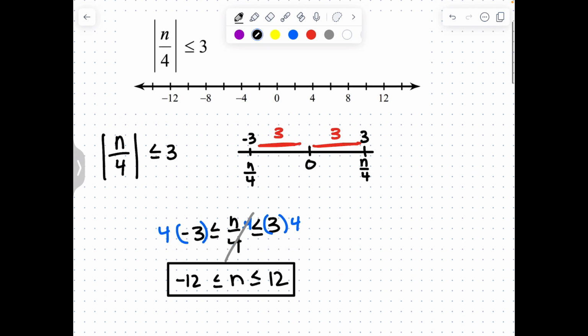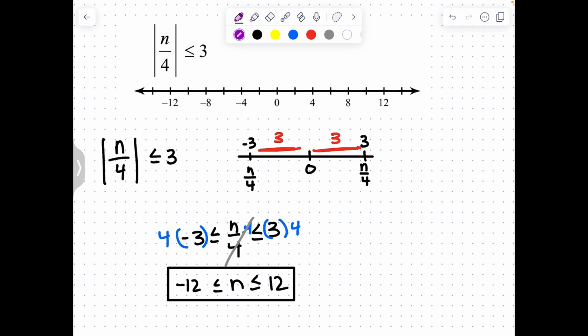And now that we see that compound inequality, remember, those are the ones that get graphed with the 2 dots, and we fill in the middle because n is in the middle. So that's basically the overlap. That represents all the numbers that are greater than negative 12 and less than positive 12.